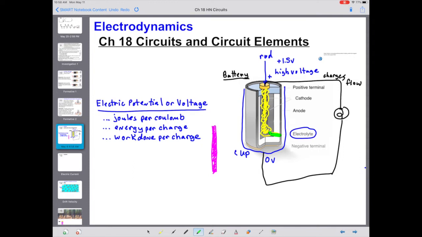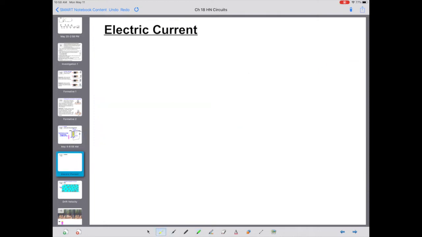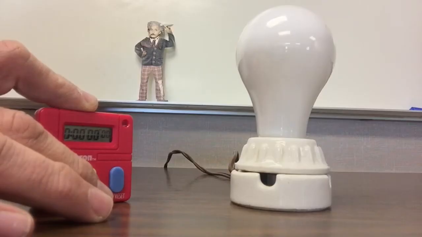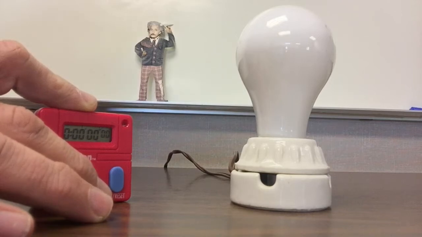This is a simple geometry here that I've shown. Other batteries that are flat or discs or different shapes, it's the same basic concept, but it's a different geometry to that same process. Let's talk about an electric current. Here we have a light bulb and a stopwatch. And what I'm going to do is start the stopwatch at the same instant that I plug in the light bulb. And I want you to tell me to stop the stopwatch when the electrons from the outlet have reached the light bulb. We're assuming this is a direct current application.